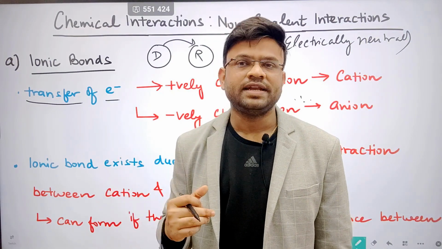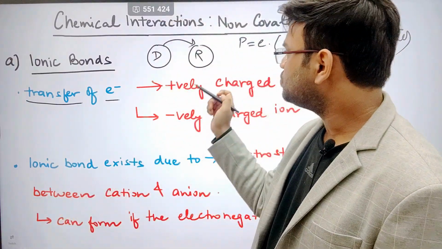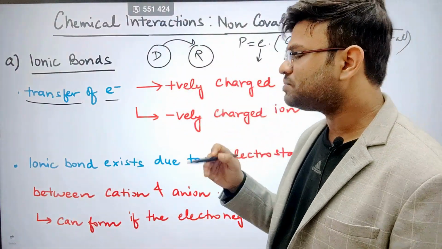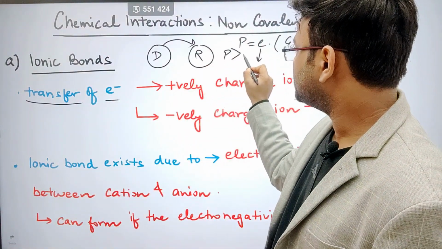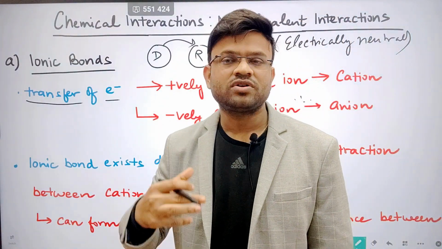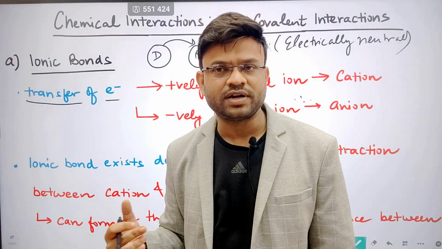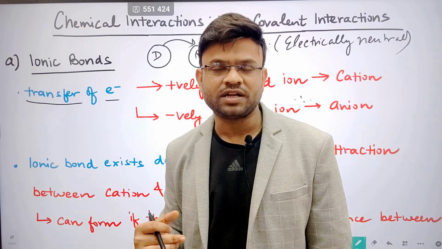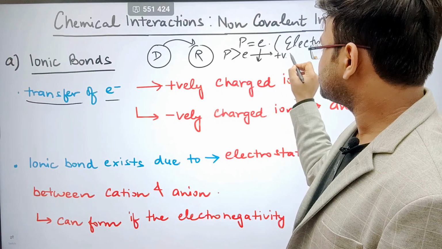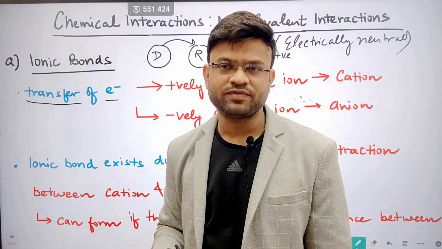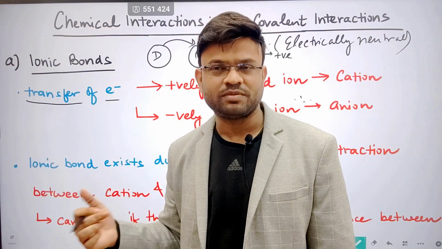But in the case of the ionic bond, the electrons are given off by one atom, and that is called the donor. If one atom gives off some electrons, then definitely the protons would be higher in number than the electrons. Now, if the number of protons is higher than the number of electrons, then this particular ion will be called positively charged, because the number of protons is higher than the number of electrons.